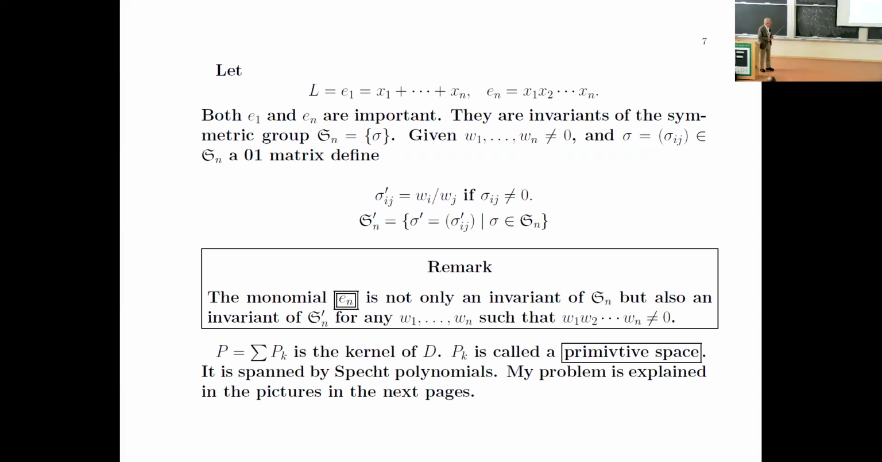Okay. I want to call that P. I said P is the kernel of D when the weights are all 1, but I also call it a primitive space. It is spanned by the Specht polynomials. So Specht modules and primitive spaces are almost the same thing. And in the next 2 pages, I want to explain my situation.